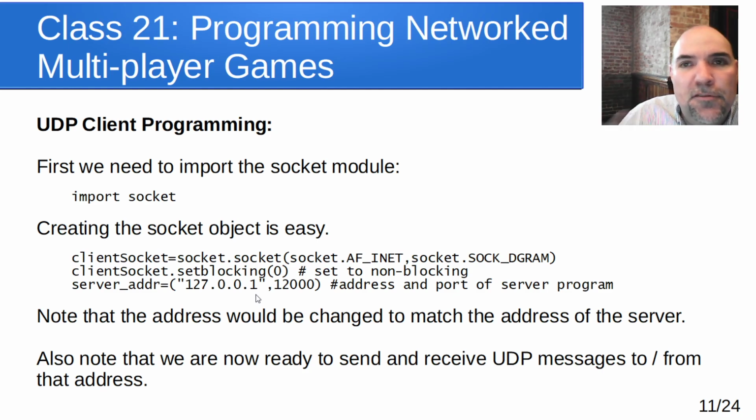But 127.0.0.1 is a special address reserved for local things happening on the local machine, not going out on the internet. And then this second number is the port. I just picked port 12,000, because port 12,000 used to be what Quake servers would run on many years ago. But really, you can put any number you want there as long as it's not a port already in use by some other network application. Note that the address and port we're putting in here need to match the address and port on the server. After we do that, if we make it past this line, we're now ready to send and receive UDP messages to and from this address.